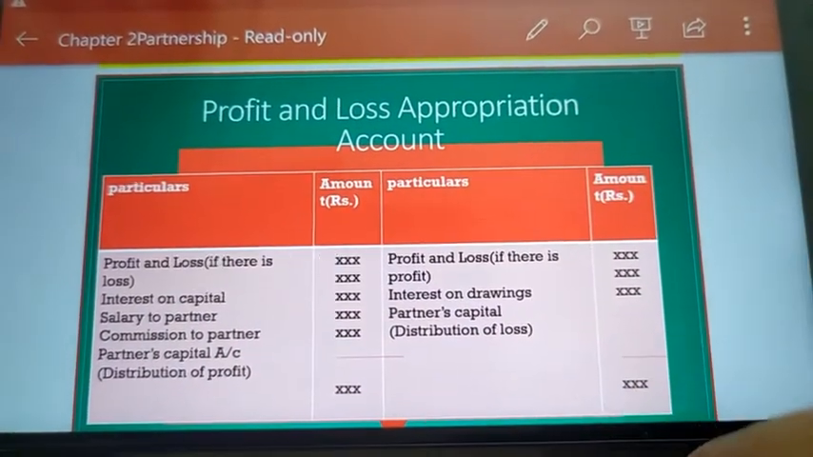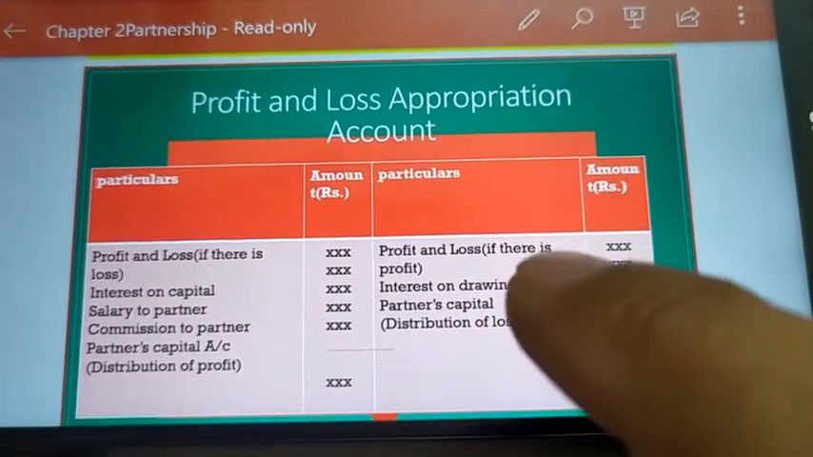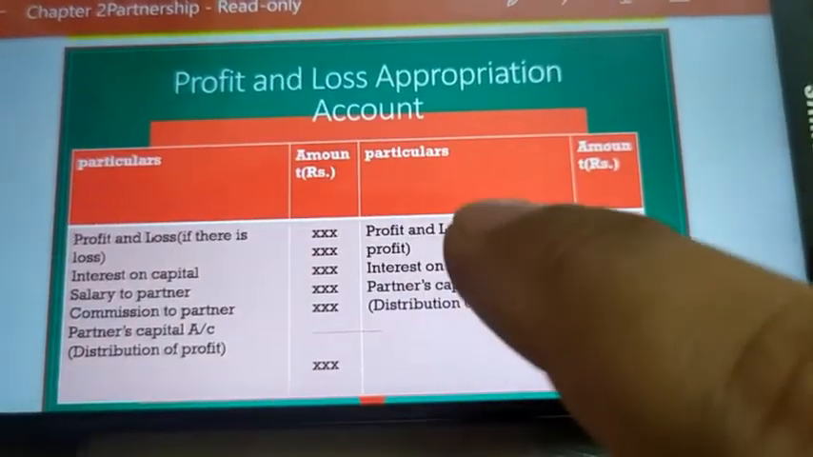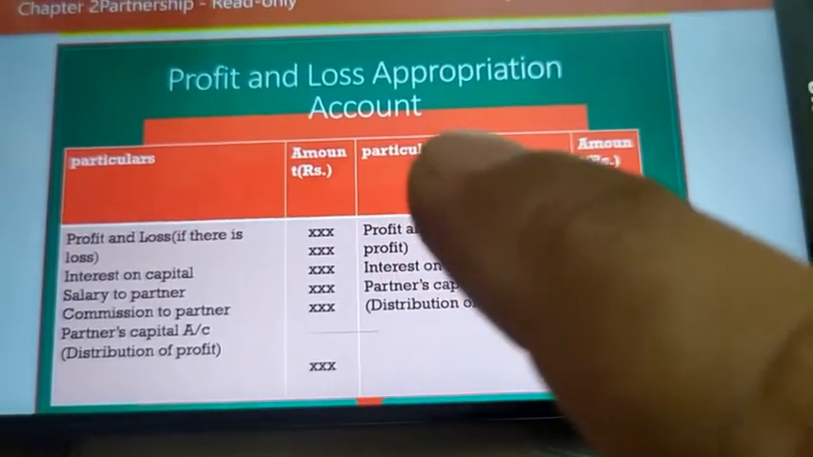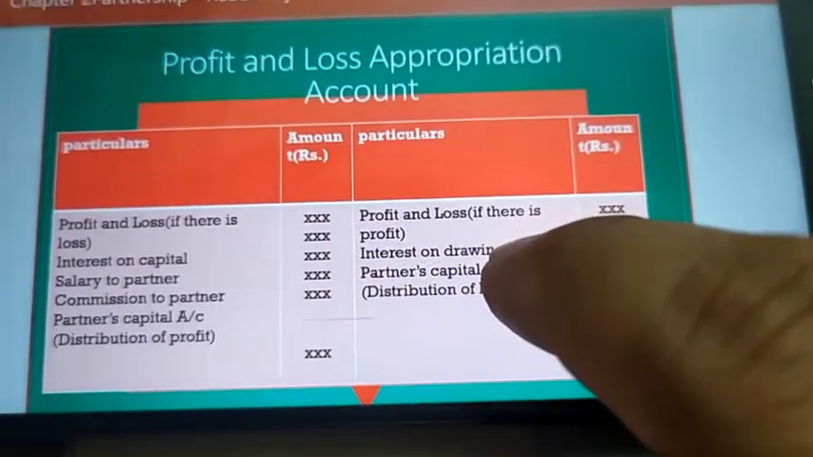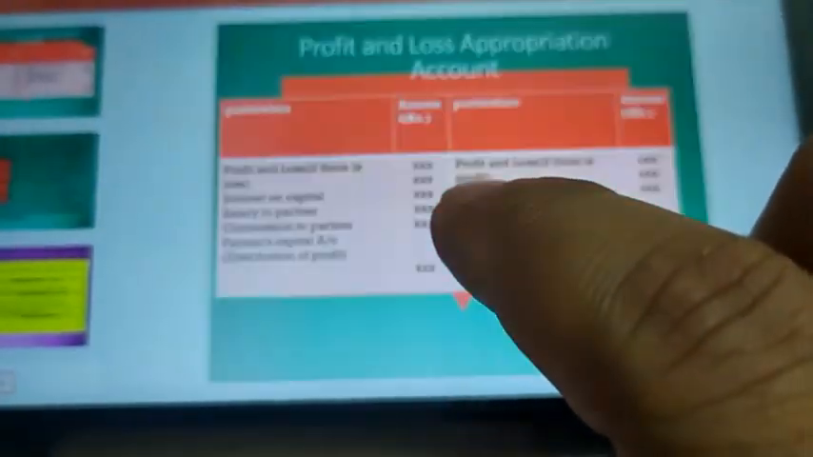So this account starts with the profit or loss generated from the net profit and loss account. If the profit and loss account is showing net profit, then that amount will be taken to the credit of this account.